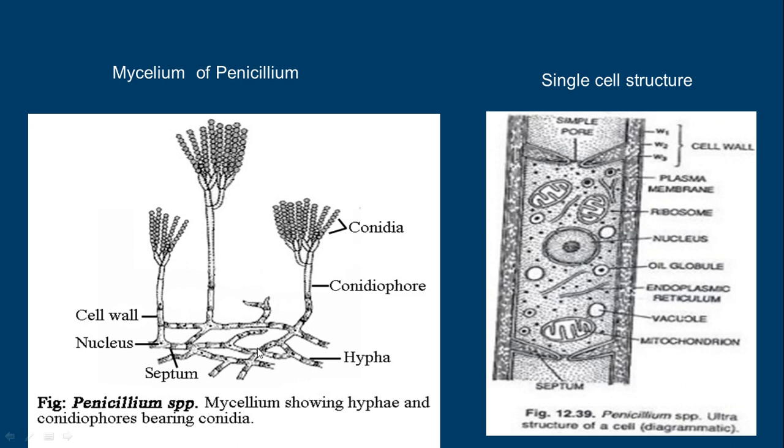This is the diagrammatic representation of Penicillium, which shows a hypha. What are hyphae? These are the single units, septate, tubular, branched units of mycelium, and some of the hyphae at the time of asexual reproduction grow vertically upright and change into the conidiophores, which bear conidia. But these specialized structures are borne only during asexual reproduction. So this is the mycelium, which shows hyphae and the conidiophores.